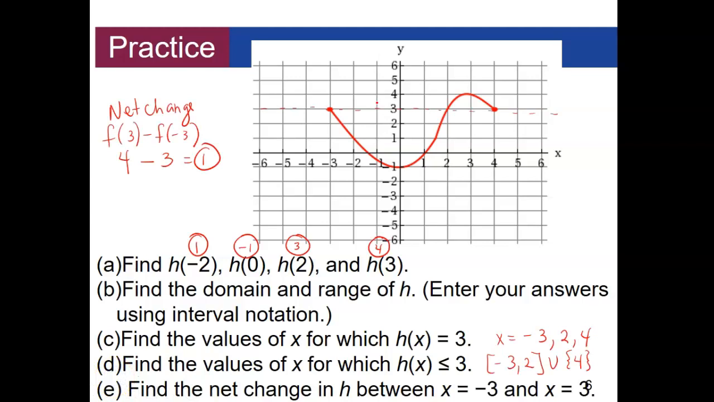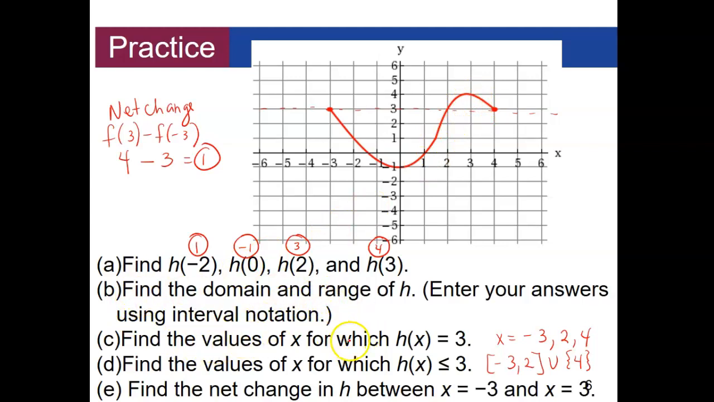Okay, check your answers here. On the first one, h of negative 2 should be 1, h of 0 is negative 1, h of 2 is 3, and h of 3 is 4. I'm going to come back to the domain and range in just a minute.